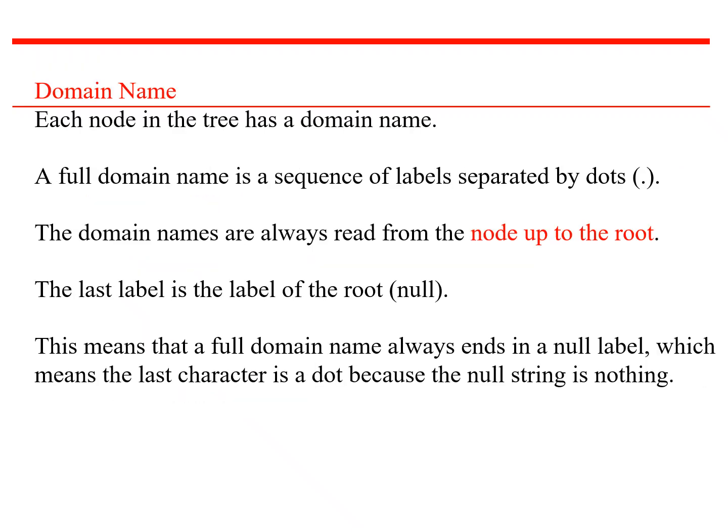What do you mean by a domain name? Each node in the tree has a domain name. A full domain name is a sequence of labels separated by dots. The domain names are always read from the node up to the root. The last label is the label of the root. This means that a full domain name always ends in a null label, which means that the last character is a dot, because the null string is nothing.